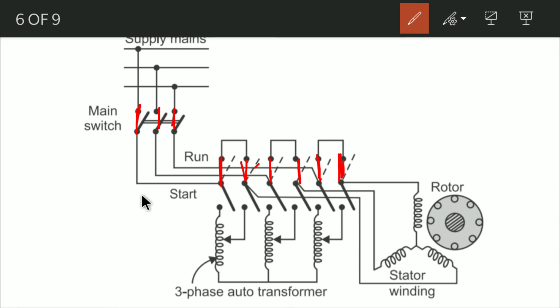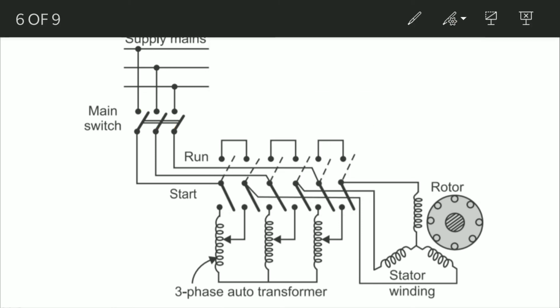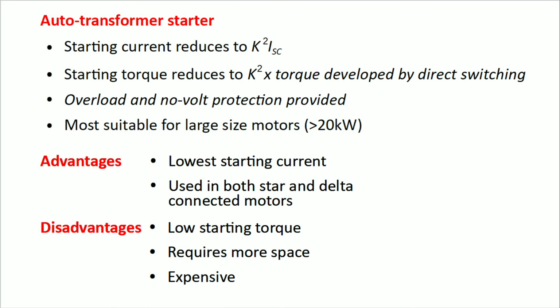Now let us conclude whatsoever we have studied here. The starting current reduces to K square the starting current when we directly connect the motor to the lines, and starting torque reduces to K square into torque developed by direct switching. Starting torque is very poor in case of auto transformer, so the motor can be started only at no load, and then load is engaged when the motor picks up rated speed.